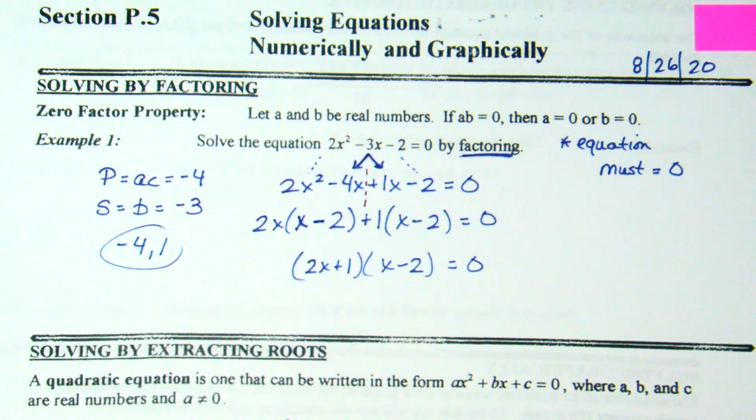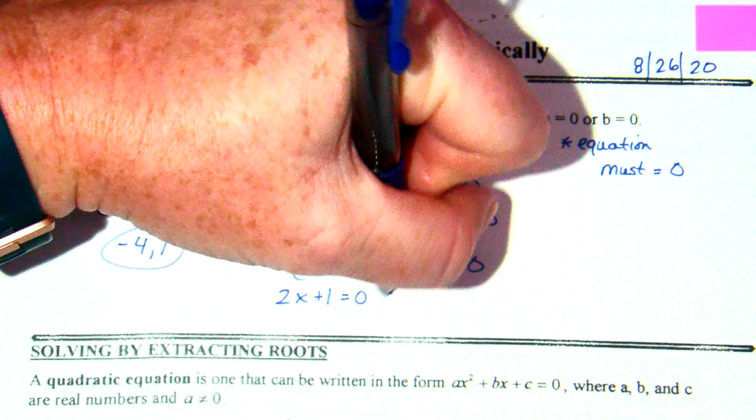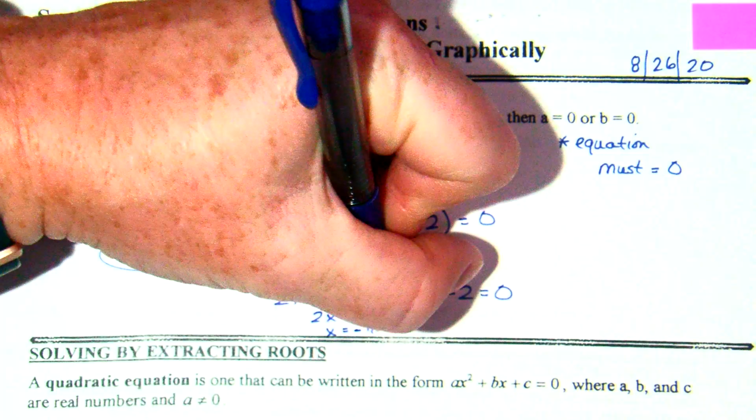Okay, and now, the easy part, right? Set both parts equal to 0. So 2x plus 1 equals 0, or x minus 2 equals 0. It's 2x plus 1, I'm going to subtract 1. 2x equals negative 1, divide by 2, x is negative 1 half, or add 2 on the other one, x is 2.